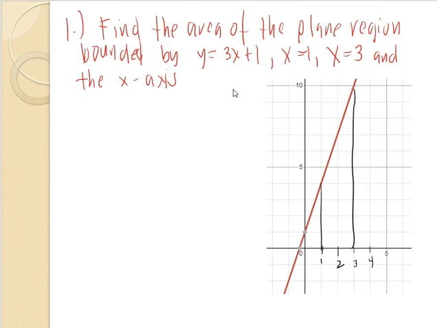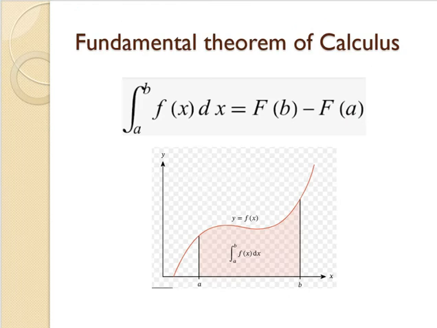The plane region is bounded by the graph. X is equals to 1. So magpo-project tayo dito. Where is x is equals to 1? So we will draw a vertical line. And then x is equals to 3. Ito naman yun, class. A vertical line, x is equals to 3. And x-axis, ito yon. So the shaded area is this one. In finding the area, we will use the fundamental theorem of calculus, this one.